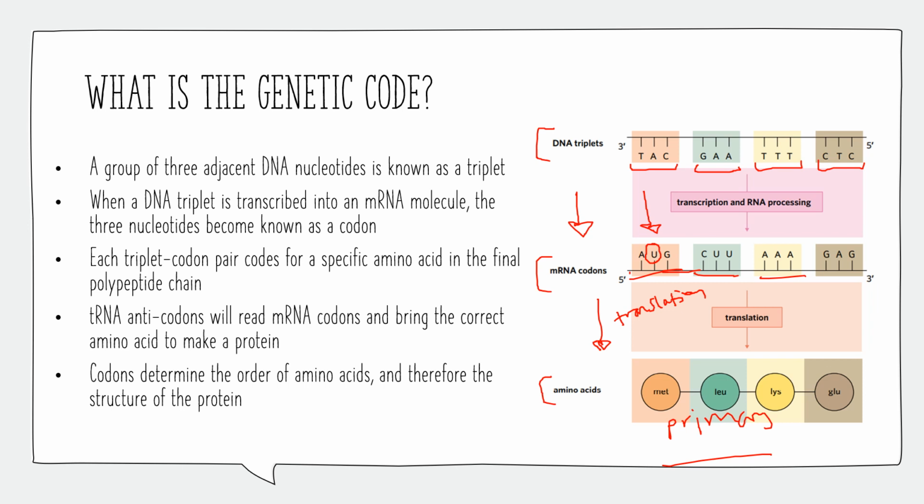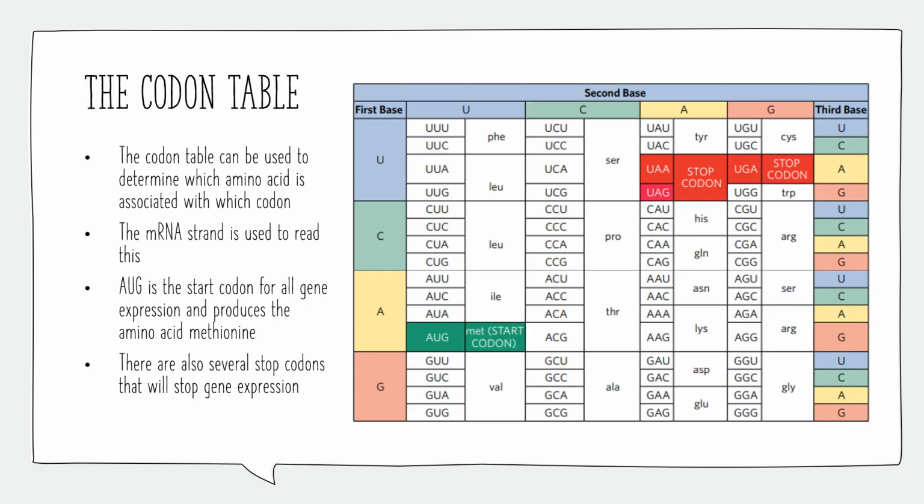So these are the three important steps of our genetic language that we need to understand. We need to understand that DNA is read in triplets. We need to understand this is transcribed into mRNA codons, and these codons are translated into those amino acids and that primary sequence. So this is called the codon table, and don't let it scare you.